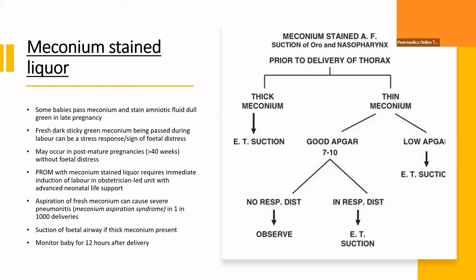But if it's thick or thin with a low APGAR score, then get it suctioned as soon as you can. If there's no signs of respiratory distress, then don't put the baby through the unnecessary trauma of suction, and monitor them for about 12 hours after delivery, just to make sure that they're doing all right and they're not going to suddenly go hypoxic and just end up looking a bit worse.